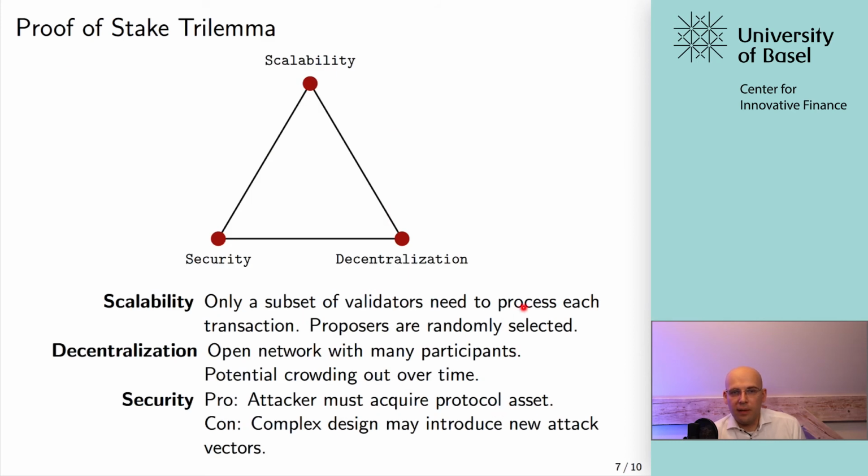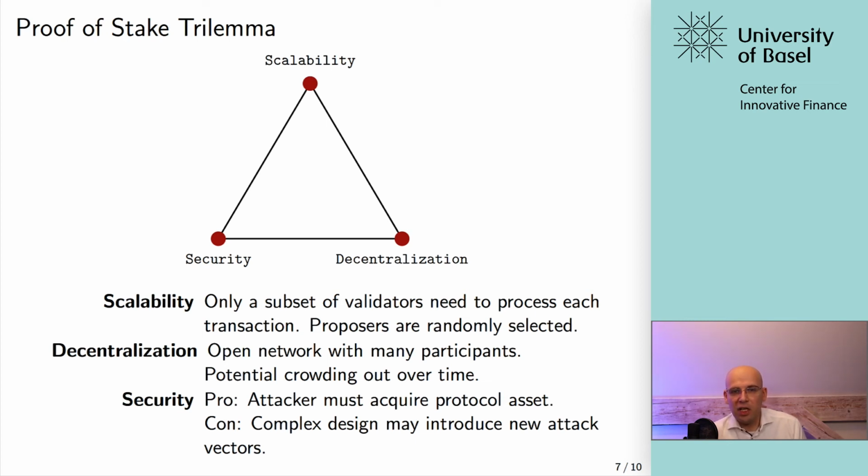Now, in terms of the trilemma, once again, it is slightly more scalable than proof of work. Only a subset of validators need to process each transaction, and they have this random proposer selection depending on additional measures that are part of the system. This may become much more scalable, actually. Still, that's probably one of the weaknesses of proof of stake compared to more centralized systems. But again, the base layer 1, the actual blockchain itself, doesn't need to be extremely scalable as long as you have layer 2 solutions that are built on top of it.